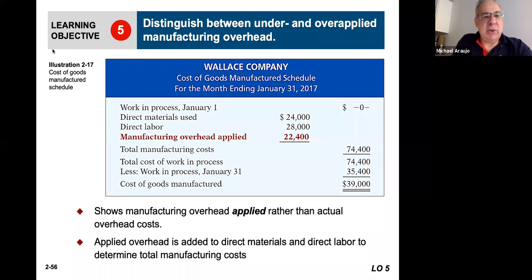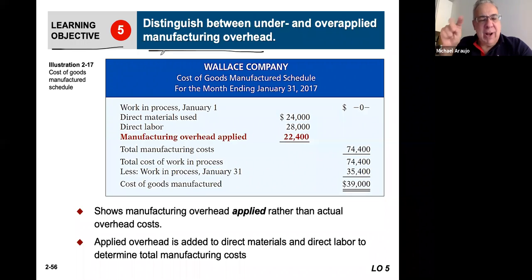All right, so welcome to Learning Objective 5. Learning Objective 5 kind of goes back to the issue of manufacturing overhead. Now remember, manufacturing overhead was allocated through the predetermined overhead rate. It was based on estimates at the beginning of the year.